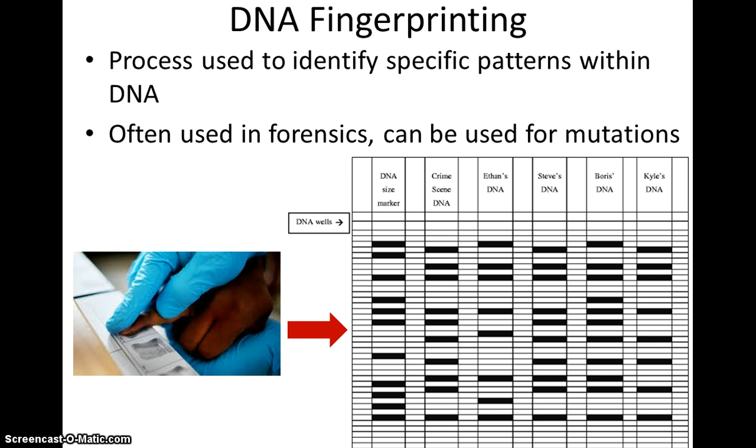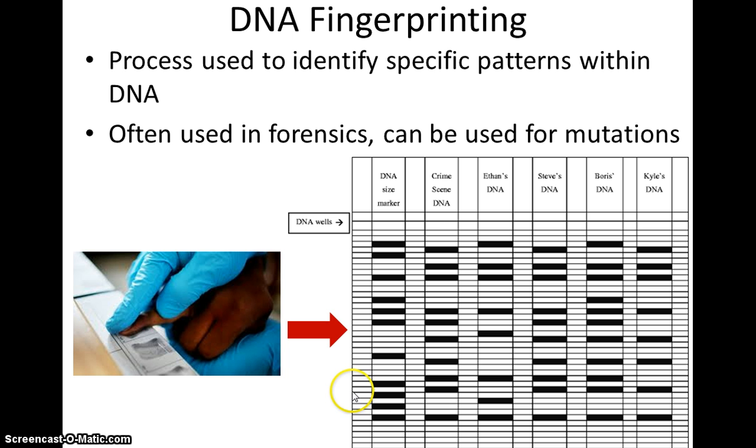So the first thing here, DNA fingerprinting. This is a process that scientists and also forensic scientists use to identify specific patterns within a DNA. So I've said here it's used in forensics, but this is an application that can be used for mutations as well. So similar to on your hands, you have fingerprints that are unique to you. Everyone's DNA is unique as well.